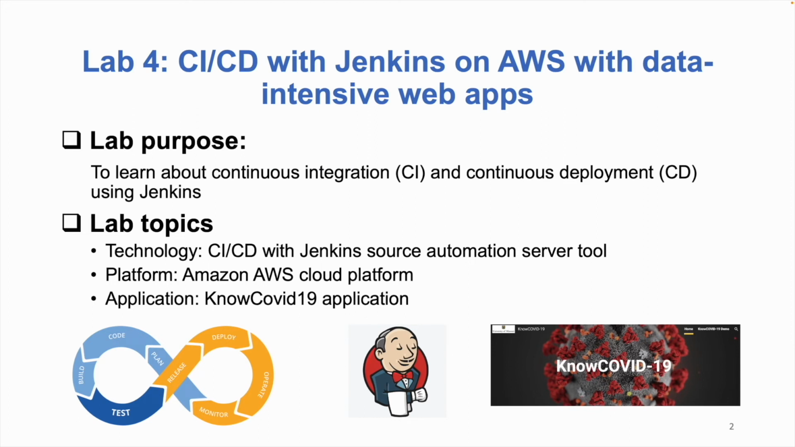In this video, I'm going to briefly go through the fourth lab in our learning series, CI/CD with Jenkins on AWS with data-intensive web applications. The purpose of this lab is for you to learn about continuous integration and continuous deployment using the Jenkins framework. The topics of this lab include the technology we will be learning about, CI/CD with the Jenkins automation server tool. The platform will be the Amazon AWS cloud platform. The use case application is the Know COVID-19 application based on our research.